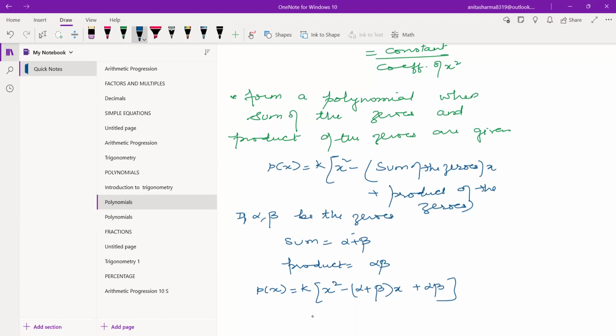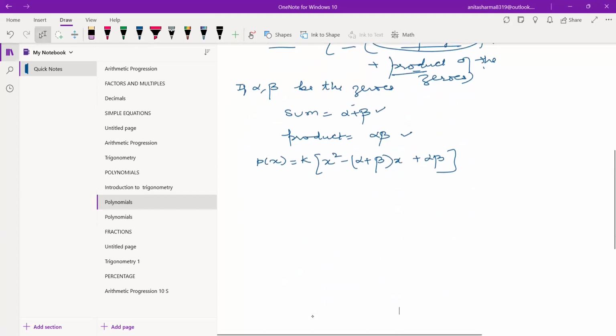Once again, can you explain? Actually, when sum of the zeros and product of the zeros are given, then how you will form a polynomial? Then the polynomial will be k times x square minus sum of the zeros into x plus product of the zeros. What do you mean by sum? It means addition, so alpha plus beta. Product means multiplication, so alpha into beta. Now I'll copy that down.